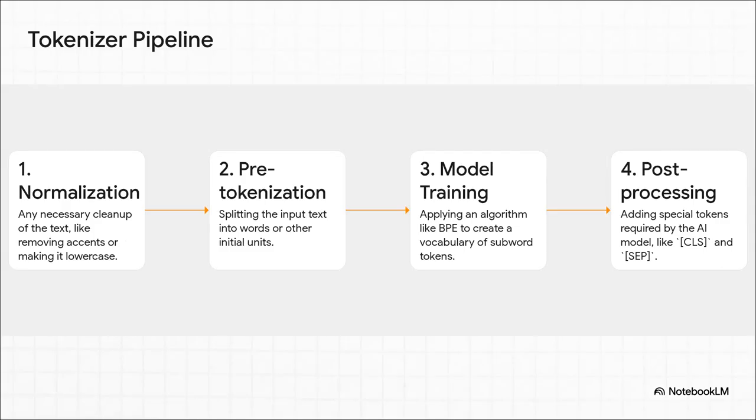So, building a solid tokenizer follows a pretty clear four-step recipe. You start with normalization, that's just cleaning up the text, making it all lowercase, stuff like that. Then, pre-tokenization does the first rough chop into words. The real magic happens in step 3, model training. That's where an algorithm like BPE chews through a huge amount of data to build its vocabulary of subwords. And finally, you have post-processing, where you add in all those special command tokens the AI needs to understand the structure, like start of sentence or end of sentence.